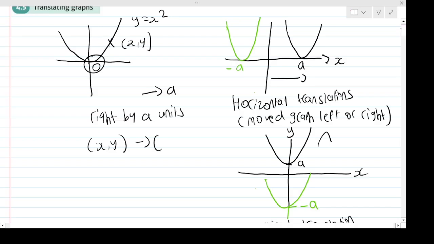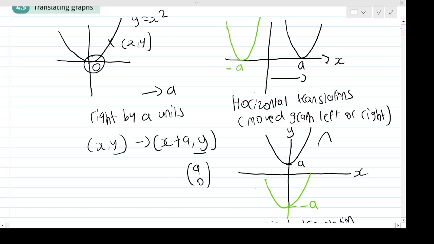Okay, so the new coordinates, the translated coordinates, will look like x plus a, y. The y coordinate stays the same because I'm not moving it up or down, I'm just moving it left or right. So that's how we can express it. Or you might see it as a vector (a, 0), because a vector looks like (x, y), which again just means we're moving it to the right by a units.